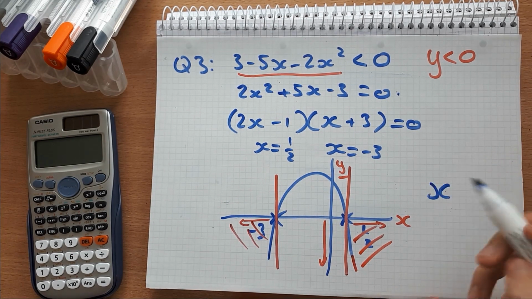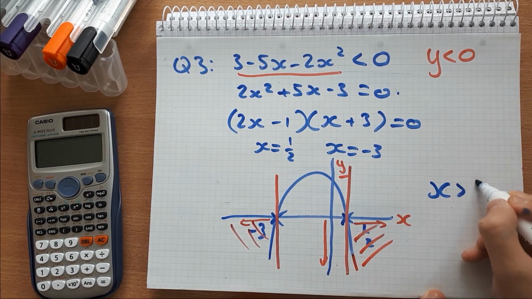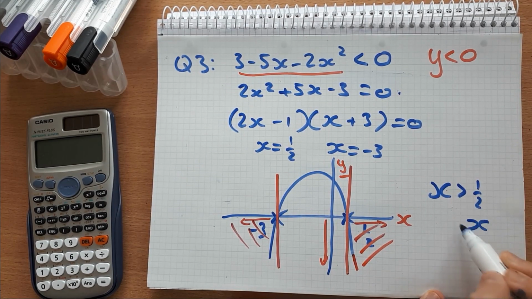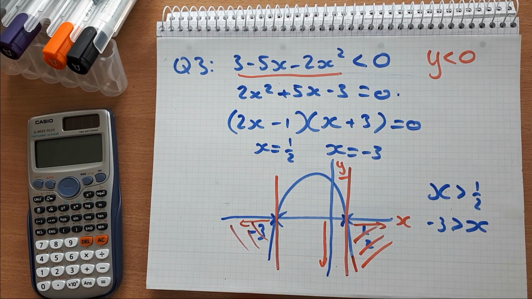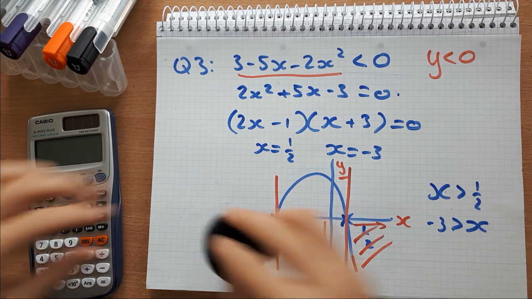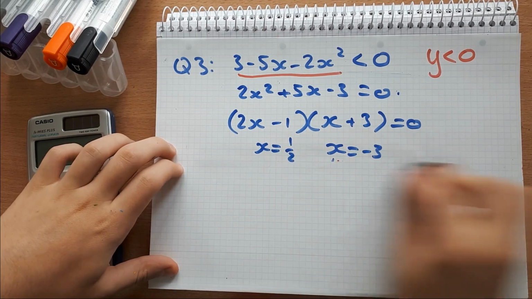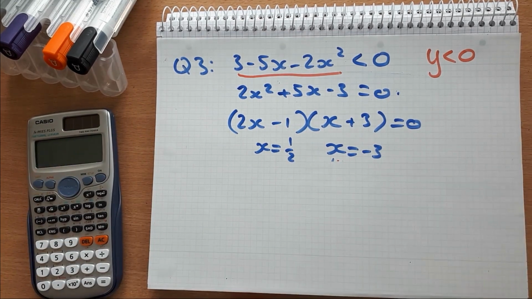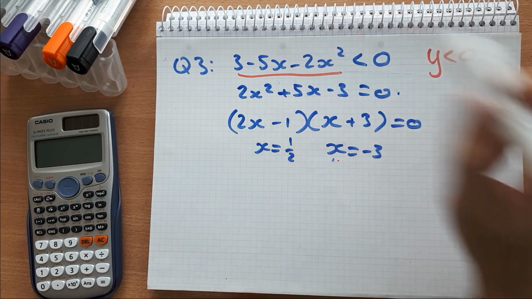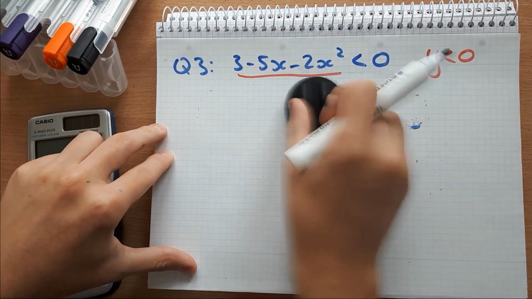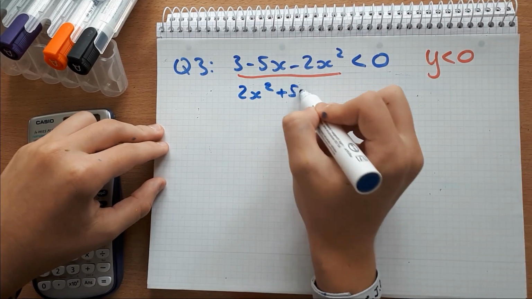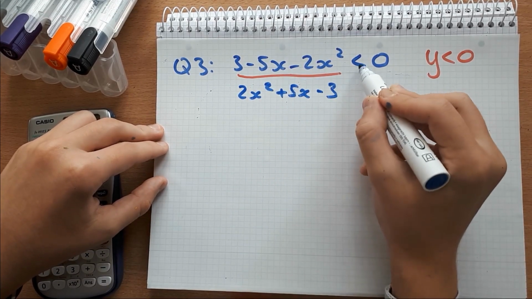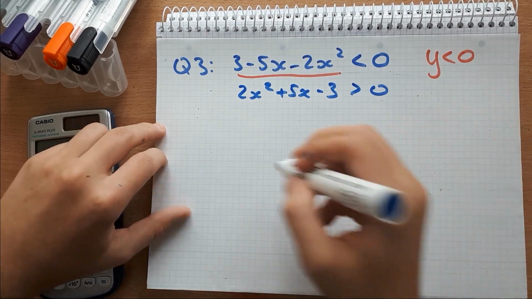X is greater than a half, and x is less than minus 3. But what technically you can do in this example here is what I kind of did the first time. If we rub this out, if we multiply this through by minus 1, so I'm just going to get rid of all this. Multiply this by minus 1 and you get 2x squared plus 5x minus 3, and switch this around is greater than 0. You then get this curve.